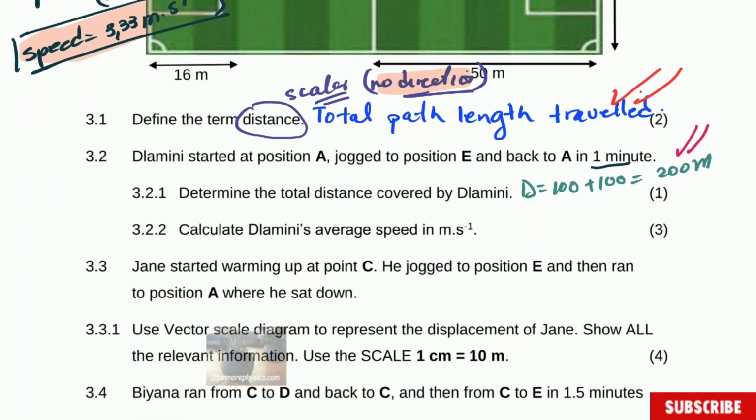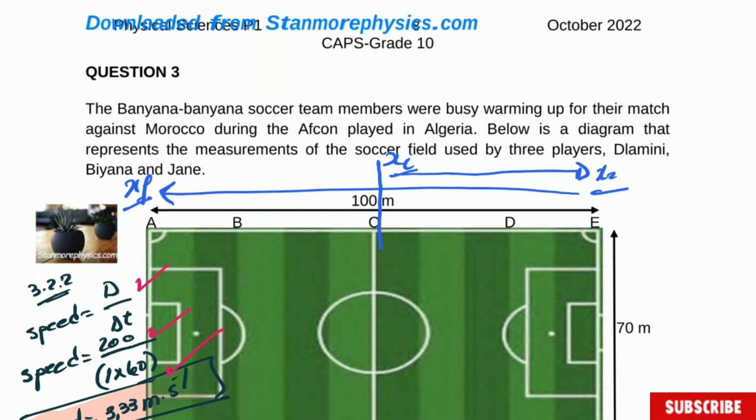Use vector scale diagrams to represent the displacement of Jane. Show all the relevant information, and they say 1 centimeter to 10 meters. Okay, so here is what we have. Where the displacement will be. The displacement will be from position 1, from the initial position to the final position. So this one here will be the displacement.